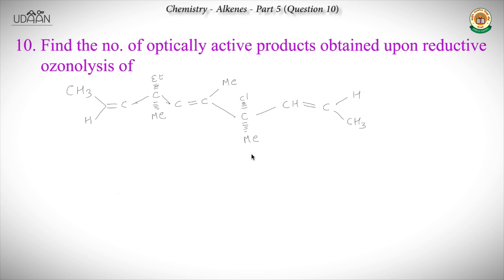Question number 10. Find the number of optically active products obtained upon reductive ozonolysis of the following compound. Now the compound looks fairly complicated, which is why we've got to be very careful as to how we find the result to this, and we've got to be very careful at each and every step. So let's get this started. First, before solving this, as I told you in the theory, now I'll discuss ozonolysis in detail.